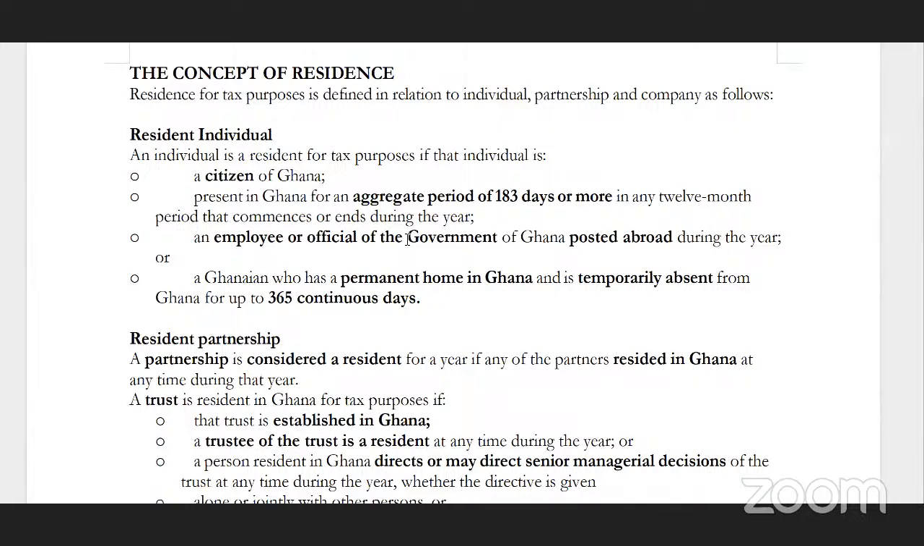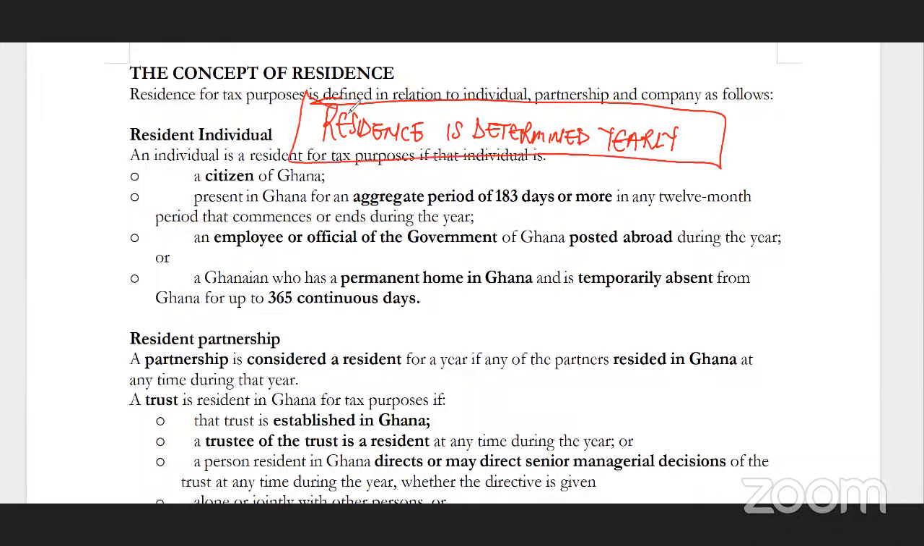Now, one thing you must understand is residence is determined yearly for tax purposes. So residence is determined what? Yearly for tax purposes, meaning that you can be a resident this year, but you will not be a resident next year. Okay? You can be a resident next year, but you will not be a resident this year. So every year we assess someone for residence. Is it understood? So residence is assessed yearly.